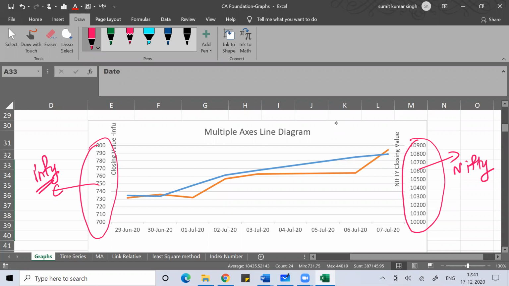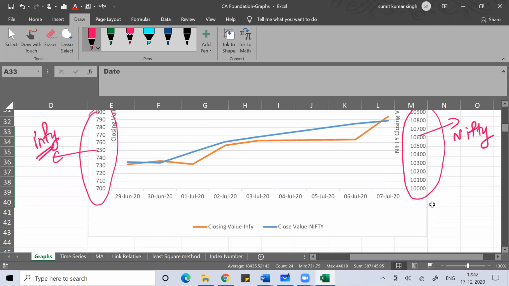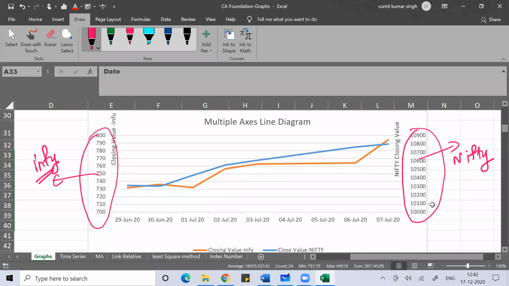So in order to analyze them on the same parameter, instead of working on one axis, I created two axes: primary axis and secondary axis. Then it makes some sense when I'm observing these values. You can see this orange color is your Nifty value, while the blue color is your Infi value. I hope you got the logic of why and when we create multiple axes.